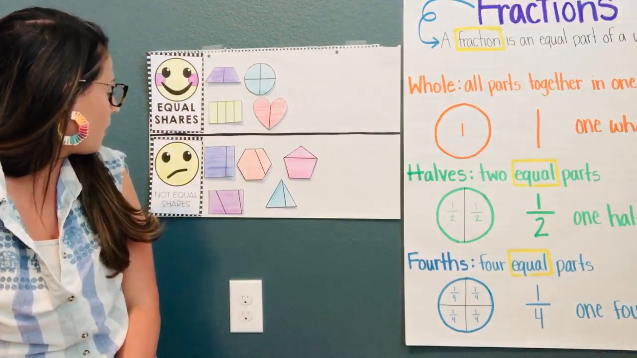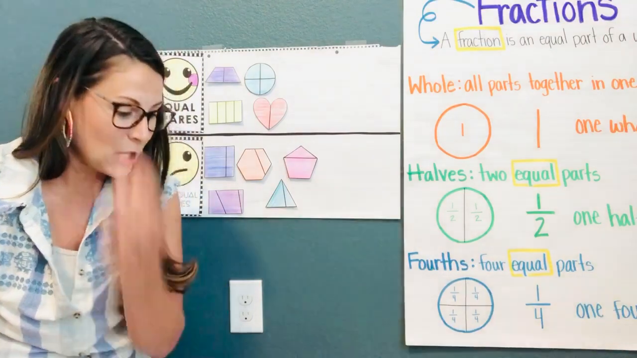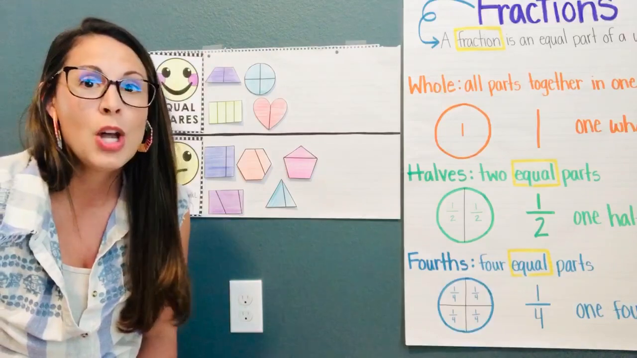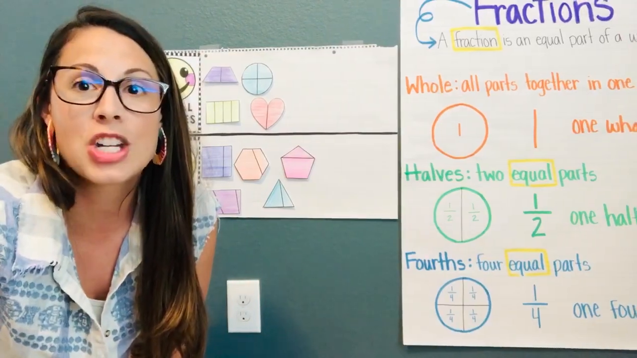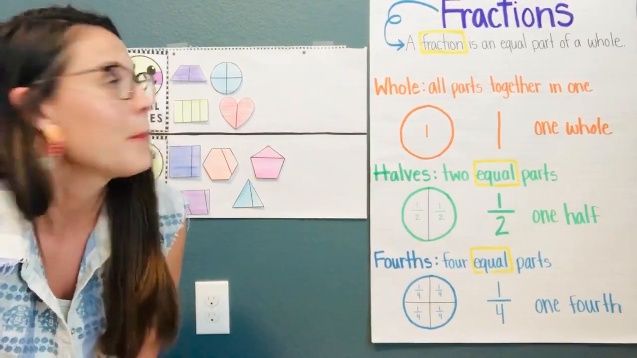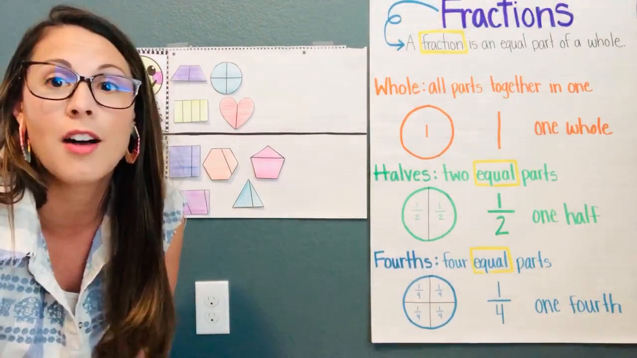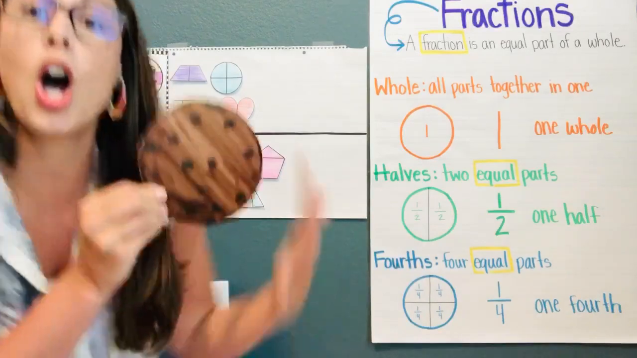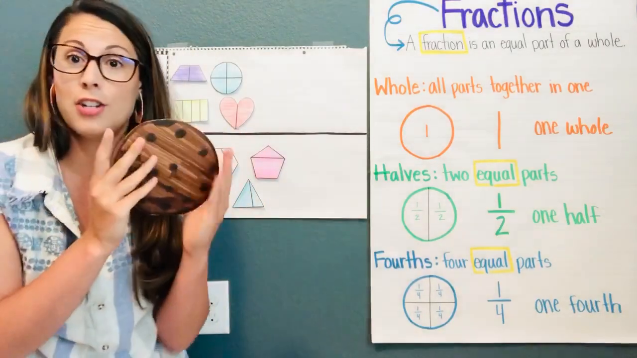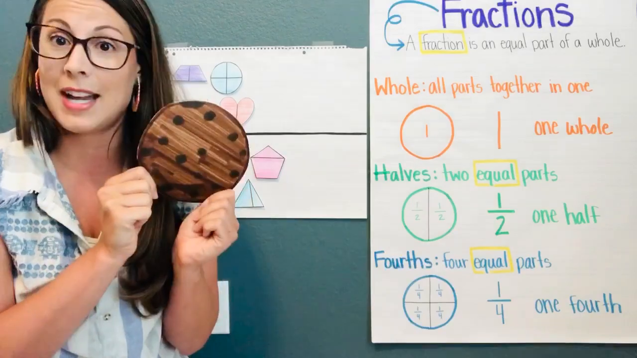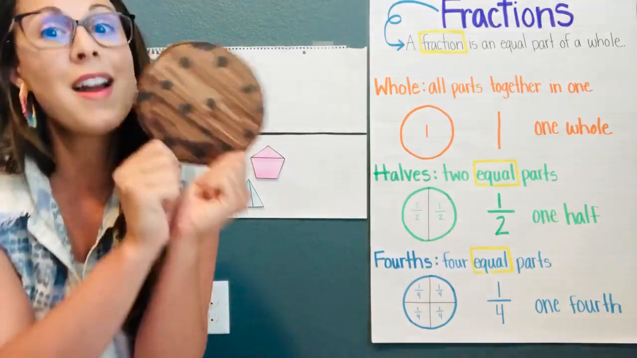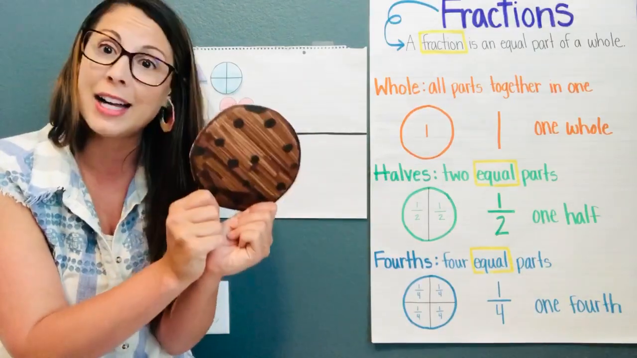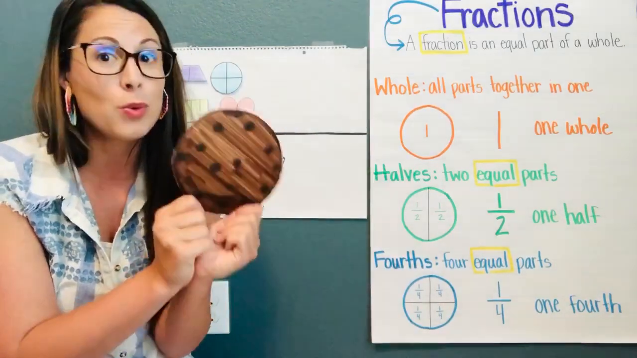All right, we're done with our sorting. So now let's review what we've learned today. So today we learned that a fraction is an equal part of a whole. And we decided a whole, like my cookie, is when all the pieces are together. Nothing's partitioned, nothing's cut, nothing's divided. But if I wanted to divide my cookie and share it with a friend, I could do that now because I know about fractions and equal shares.